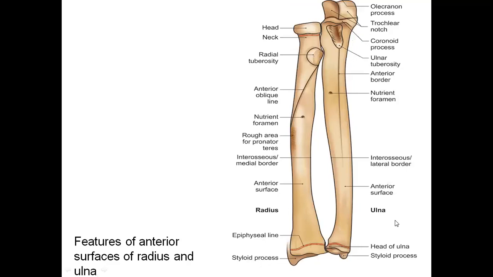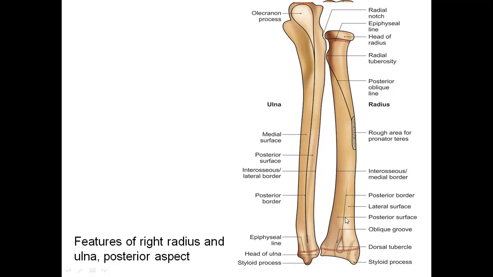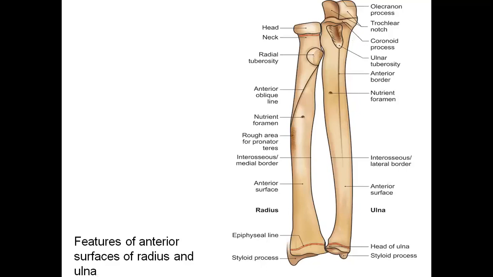So how many borders and how many surfaces do we have? We have three borders: the anterior border in the midline, the medial border, and behind we have the posterior border. And the surfaces are three. What are those? The anterior surface, between the medial border and anterior border, then we have the lateral surface.